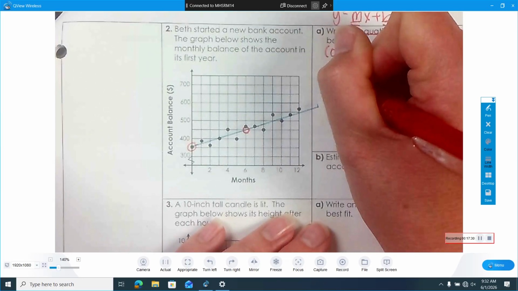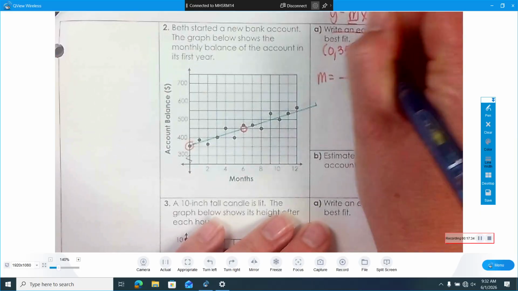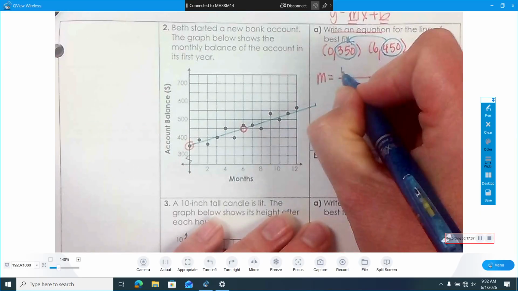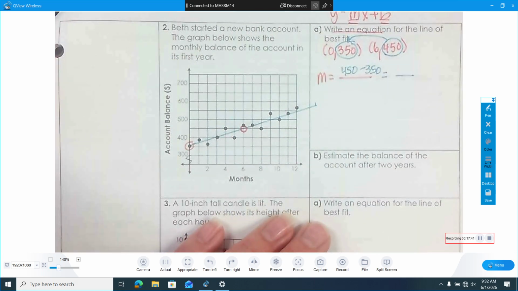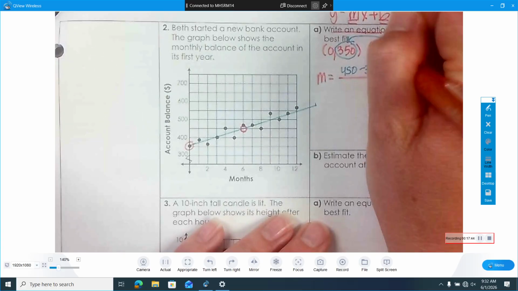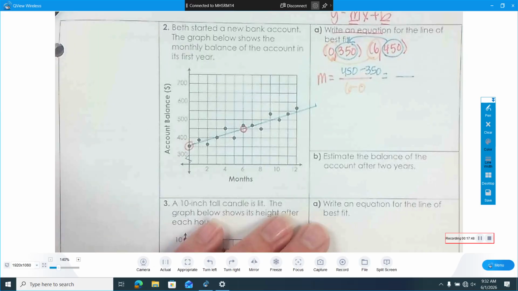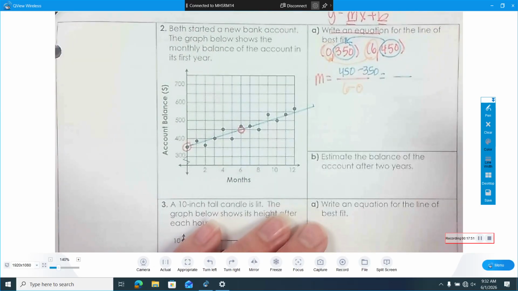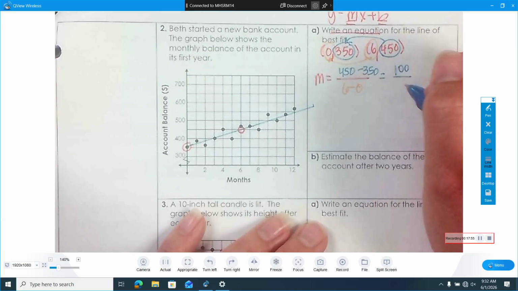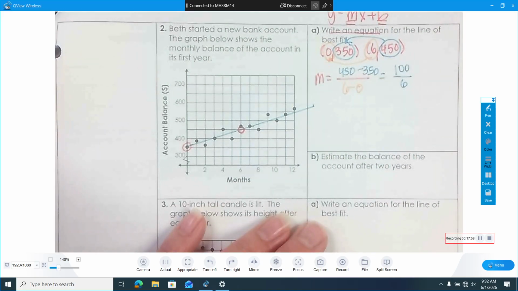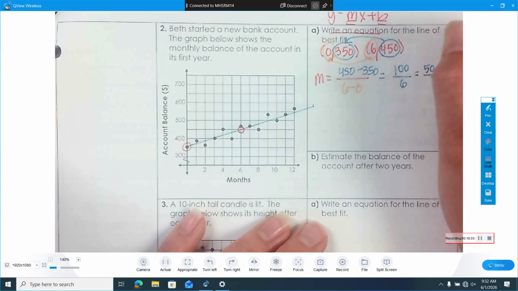All right, so I'm going to calculate my slope. So I'm going to subtract my y values, 450 minus 350. And then I'm going to subtract my x values, 6 minus 0. What is 450 minus 350? 100. And 6 minus 0 is 6. I think I can divide both of those by 2, so that's going to be 50 over 3.